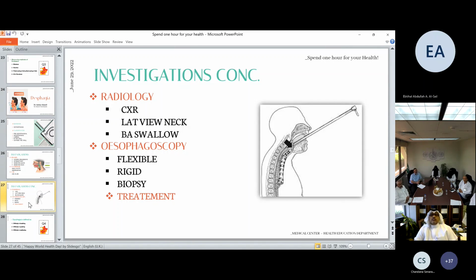Diagnostic, we have to see where the lesion is. If we find some lesion, we take a biopsy from that and send it for histopathology. And sometimes if there is a foreign body, we can remove that foreign body.